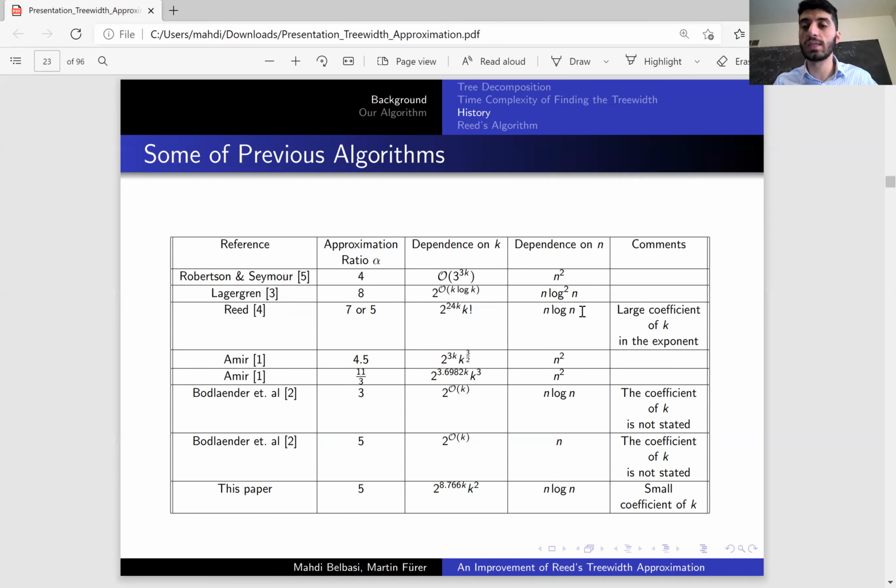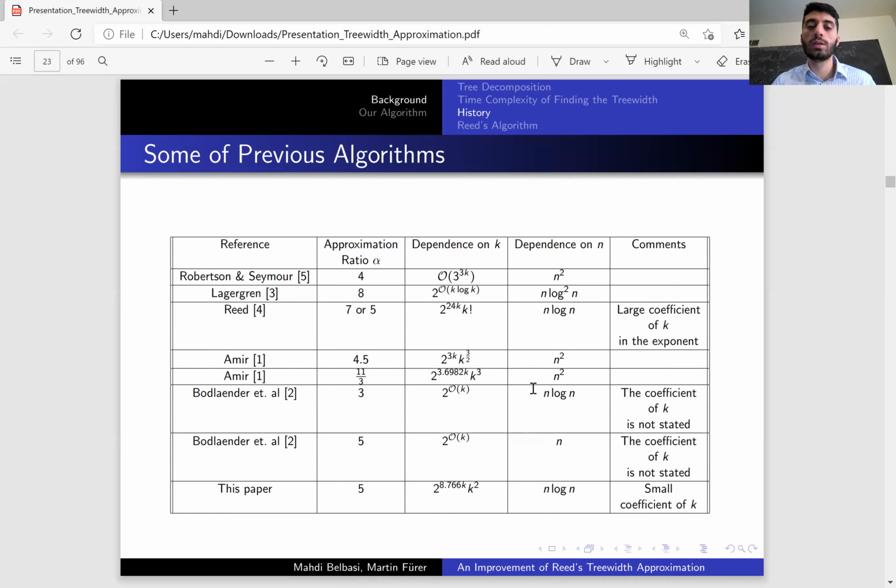So he was focusing on improving the dependence on n, so he doesn't focus on dependence on k that much. So we have n log n here, and then we have 2 to the power of 24k k factorial, which is a very huge number. Later, Lander et al.